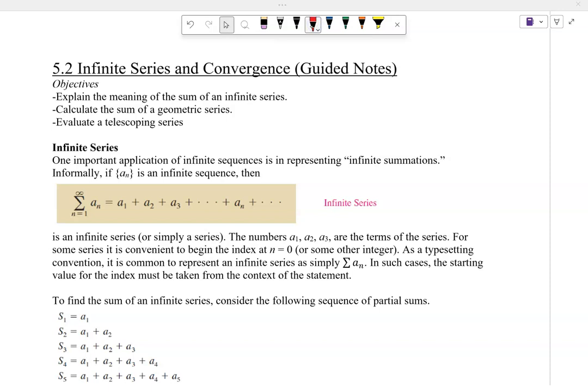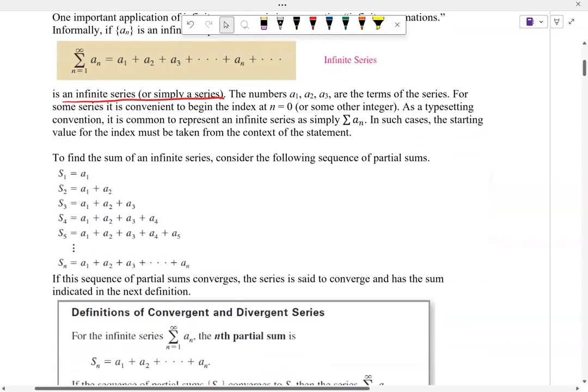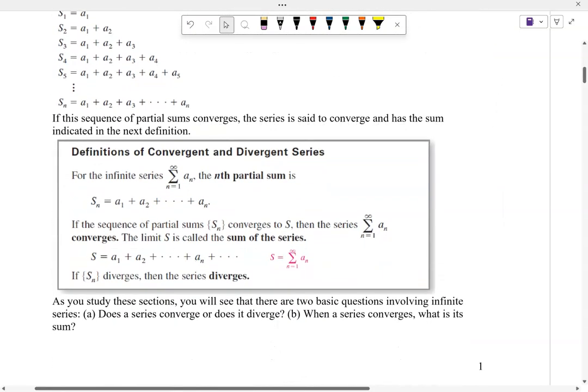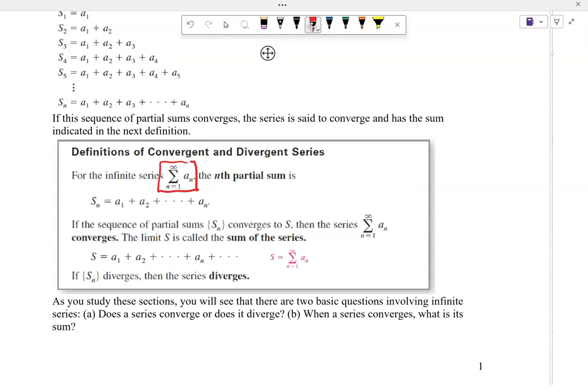So, an infinite series, or simply a series, is just where you're taking the terms and you're adding them all up. You're taking the terms of the sequence and you're adding them all up. Okay, so this is just showing you some notation for that. The nth partial sum, right? So we're going to denote the series with this notation. We'll do an example here in just a second.